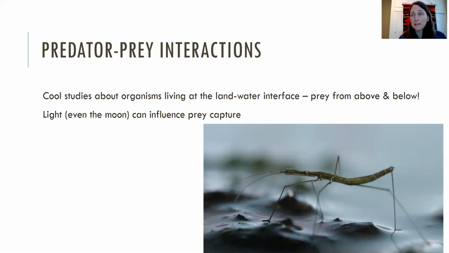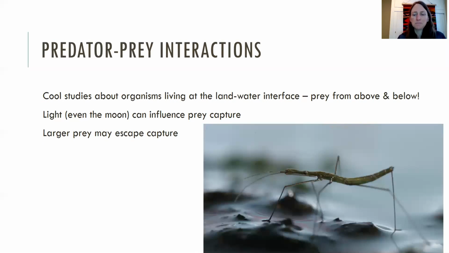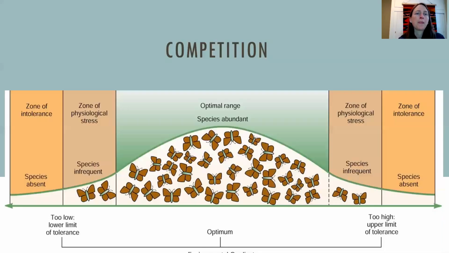And even things like light, like the moon, there have been studies on moonlight that can influence prey capture because there's more light available for predators to see their prey. Larger prey may escape capture, and so, if you're larger, faster, you have some adaptation, then you might escape capture, and then you might survive to produce more offspring.